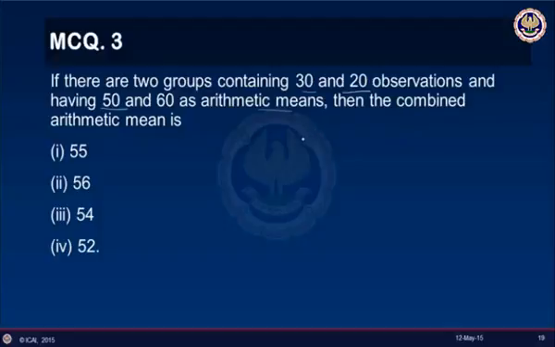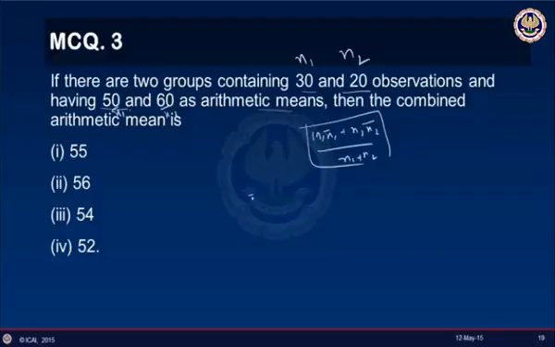Here is the formula for the combined arithmetic mean: n1 x1 bar plus n2 x2 bar, divided by n1 plus n2. Now the data: if there are two groups containing 30 and 20 observations, this is n1 and this is n2, having arithmetic means 50 and 60, this is x1 bar and this is x2 bar, then the combined arithmetic mean is as follows.